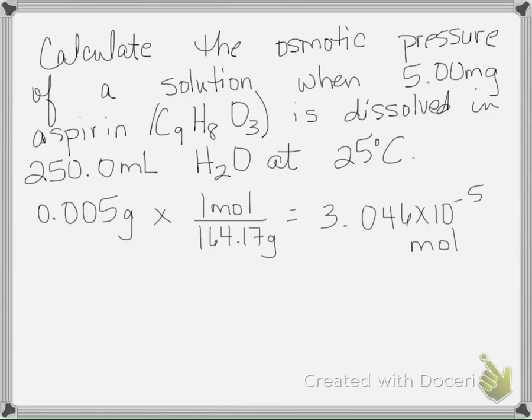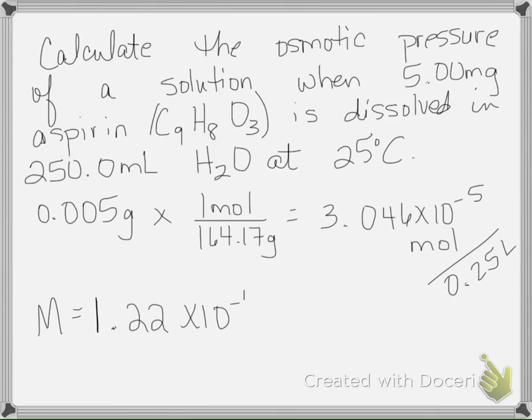Can I keep going? Alrighty. How do I get molarity? What do I do with that number? I divide that by 0.25 liters because molarity is per liter. So I take this number, divide it by 0.250 liters, and for my molarity, I have 1.22 times 10 to the minus 4. Is that what y'all have? 1.22 times 10 to the minus 4 molar. Okay, is that okay for molarity? I'll leave everything in my calculator and keep it there.